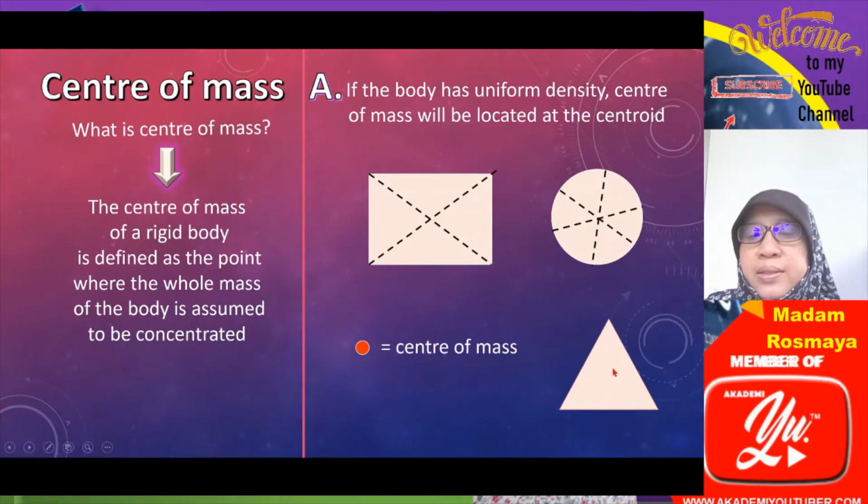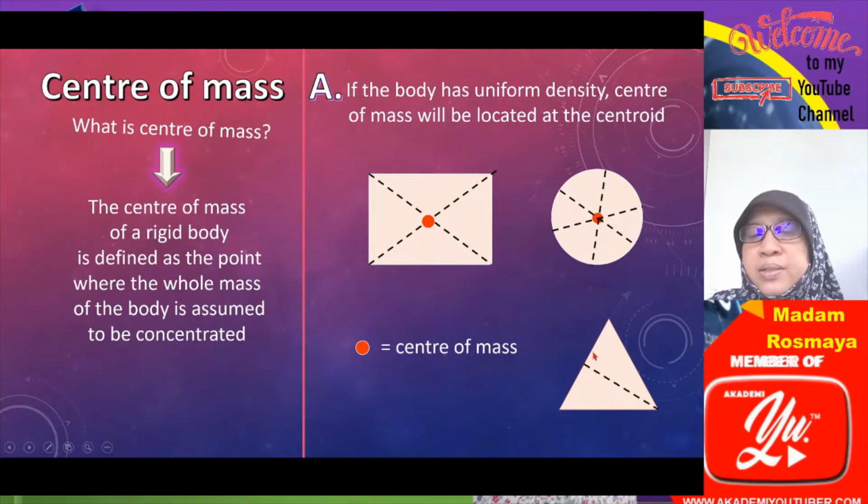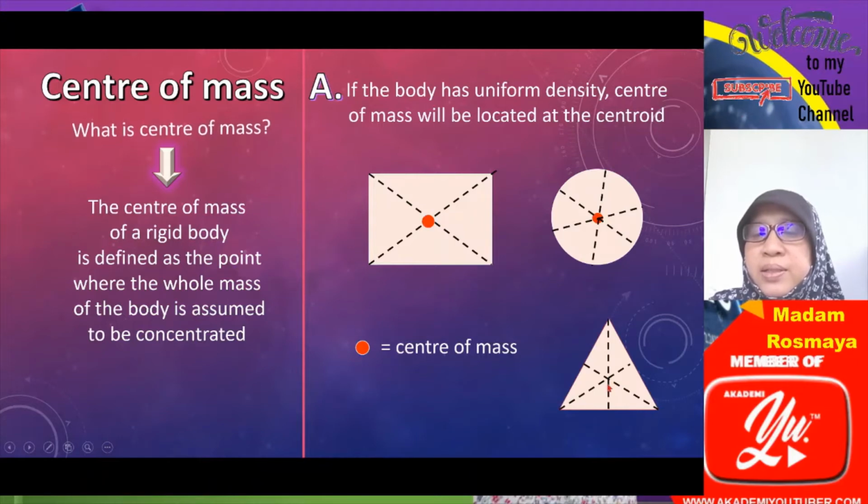And this is a triangle, for example an equilateral triangle. You draw a line that bisects it into two equal parts, then another line. The intersection point is the center of mass. So this is for a body with uniform density.